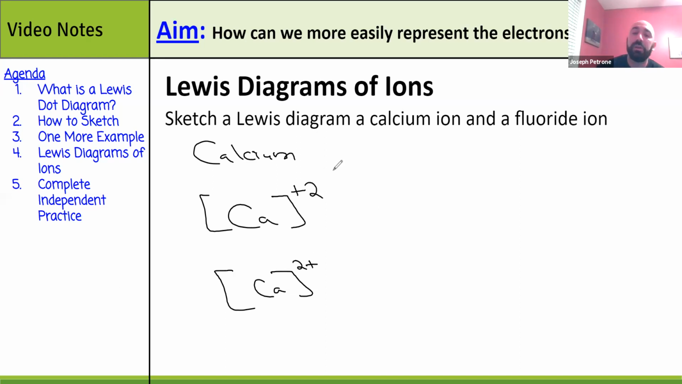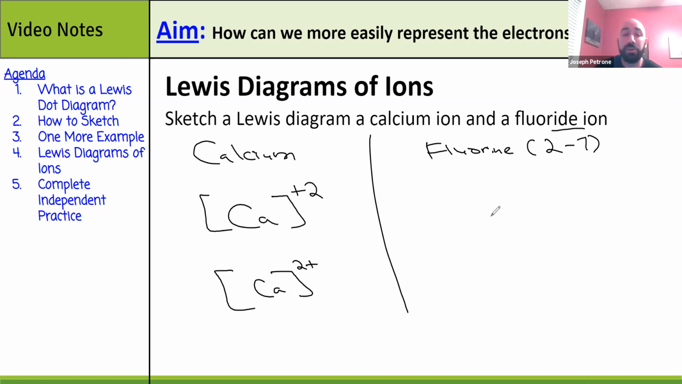Okay, and then for fluoride, you may remember from class that the ending of the nonmetals when they turn into an ion goes to IDE. So fluoride comes from fluorine, which has the configuration of 2-7. Because it's in group 17, it has 7 valence electrons. Fluorine is going to gain 1 more electron in order to appear like the noble gas neon.